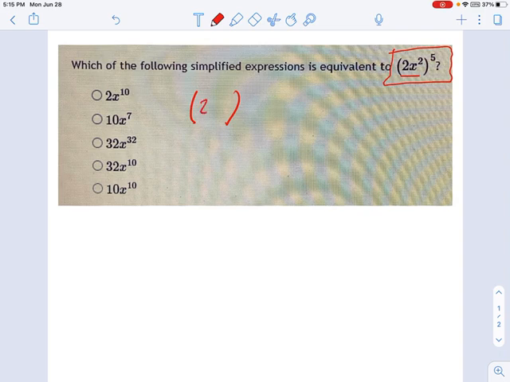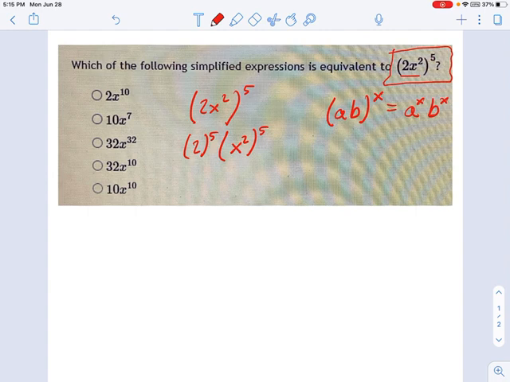It's just 2x, I'm going to write it again over here, (2x squared) to the fifth power. And what that means is 2 to the fifth power and (x squared) to the fifth power. This is one of the properties of exponents. And if you want a formula for it, we can make one right here. I'm going to say (a times b) to the x power equals a to the x times b to the x. Okay, that's what we're doing here.